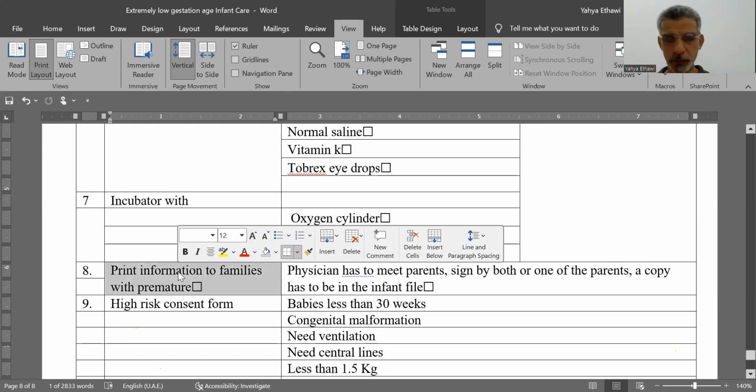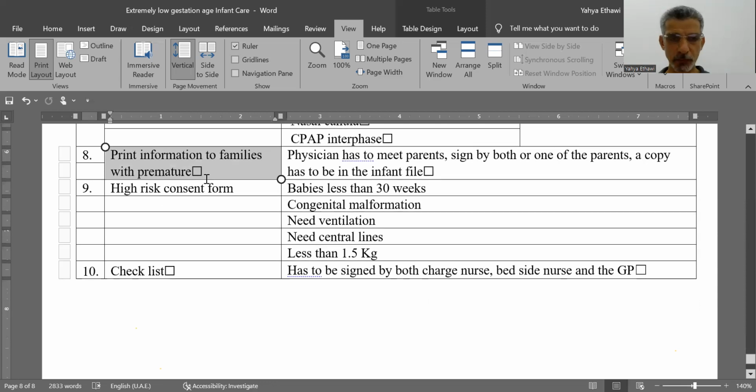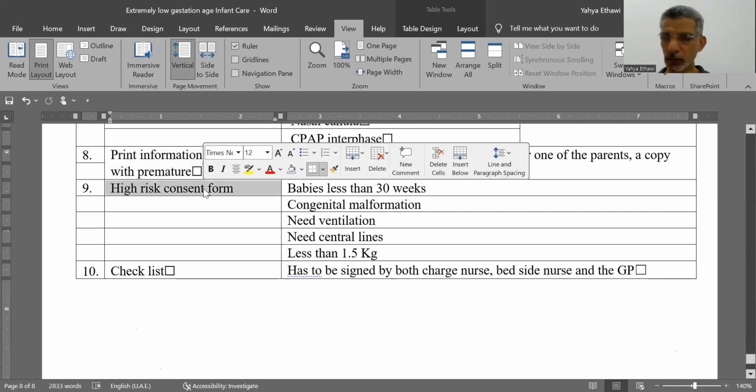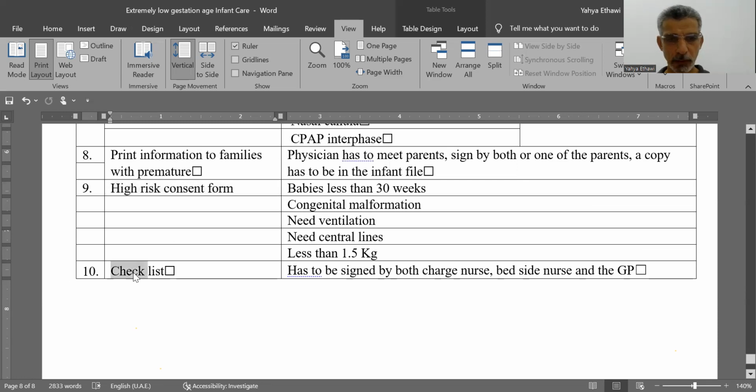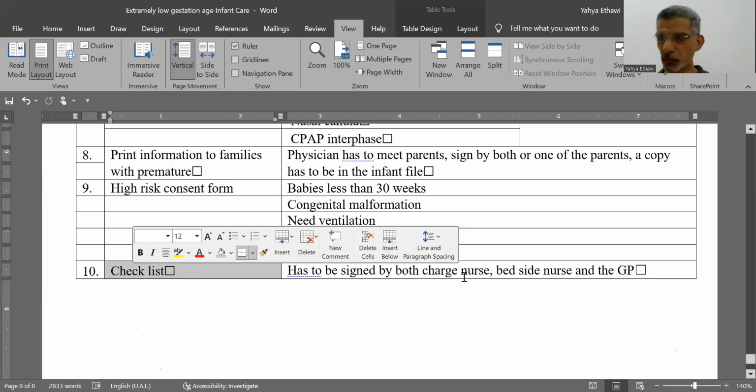We also will give you information for parents with a premature baby. So we'll have ready information that we will give them. We have it in Arabic, in English, and in Kurdish. I will show it to you later. It needs to be given to the parents, and the parents read about the complications and the outcome and the survival rate. We need a high-risk consent form. So the parents should sign on a paper. We'll tell them the risk, the complications, the time of stay, and the risk of death. Okay? And the checklist has to be signed by the charge nurse, the bedside nurse, and 1 doctor, the general practitioner.